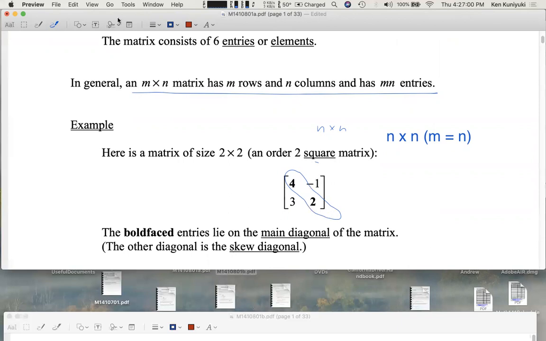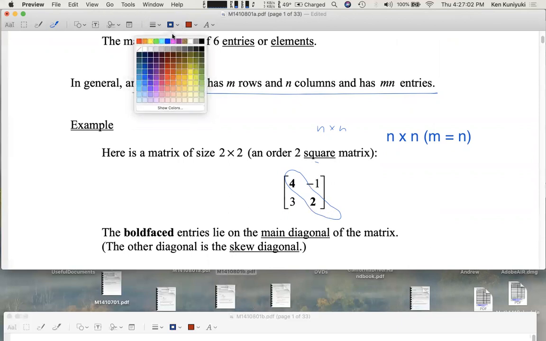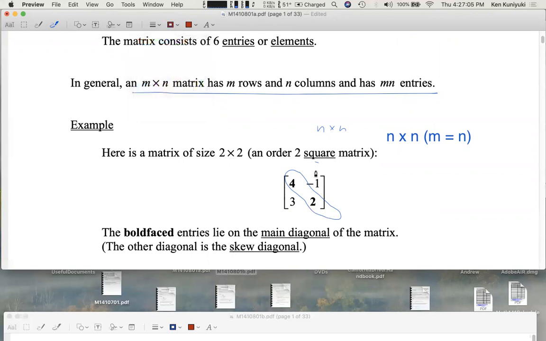In a 2 by 2 matrix, the other diagonal, going from upper right to lower left, is called the skew diagonal. And I'll also mention that diagonal later on when we discuss determinants. A determinant is a number we relate to this kind of matrix.